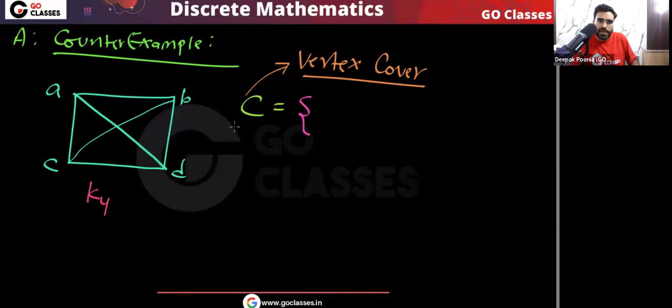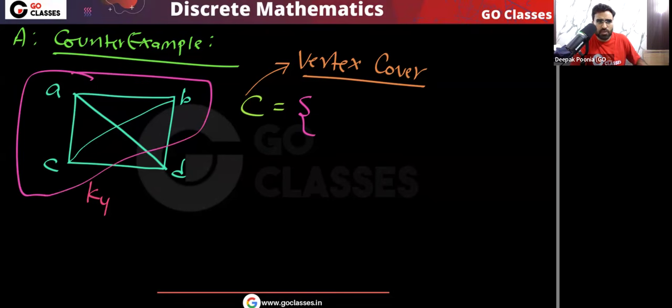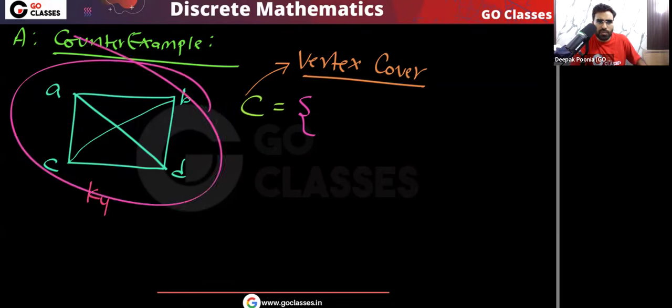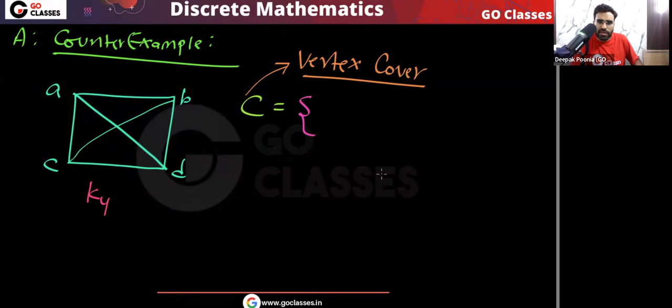Vertex cover means a set of vertices which will cover all the edges. In the complete graph, if I want to cover all the edges, then I must take at least n minus 1 vertices. Yes or no? Here we have 4 vertices, so I must take at least 3 vertices. Any 3 vertices I can take in this complete graph. For example, ABC is a vertex cover.